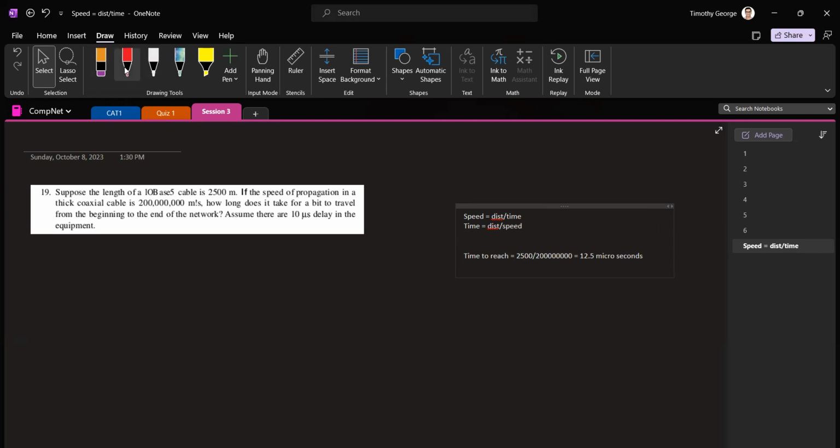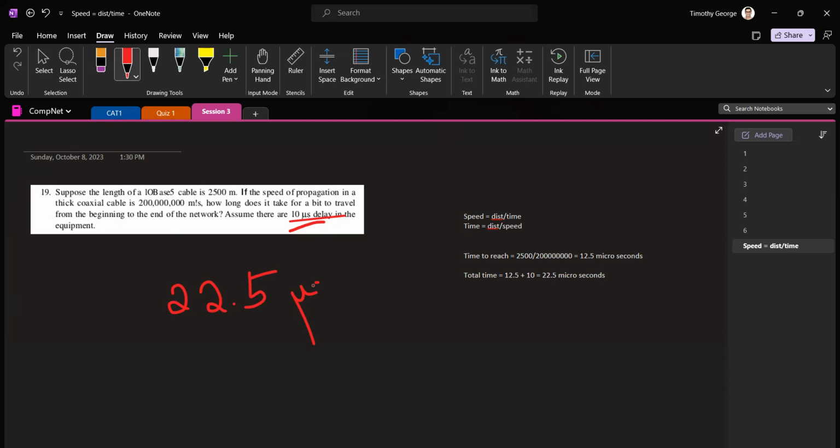And if you stop here, there's one part that you also need to add. There's a delay in the question. And that delay there, you don't have to do anything with it. All you need to do is add it. So the total time would be 12.5, everything is in microseconds, plus 10, 22.5 microseconds. That's all that you need to do. So the final answer of this would be 22.5 microseconds.